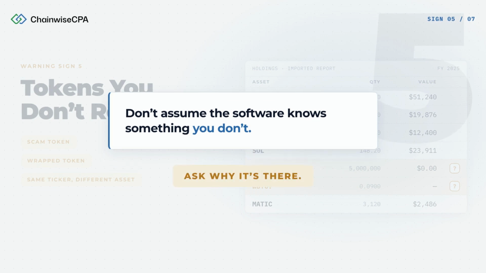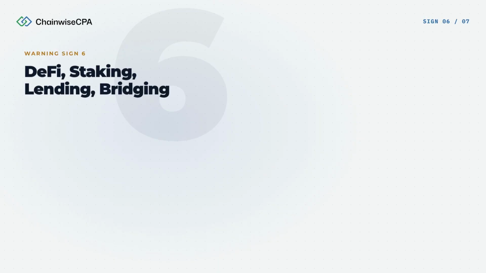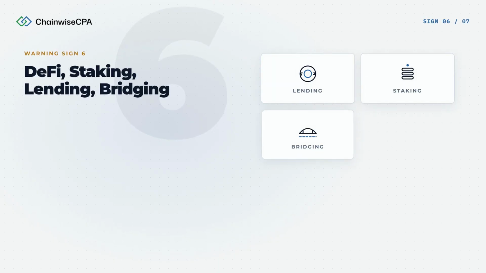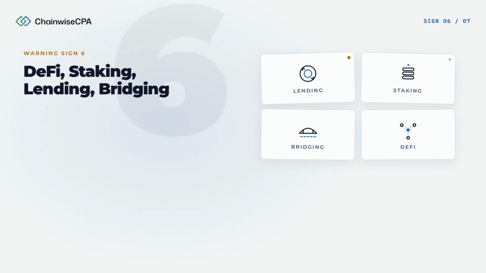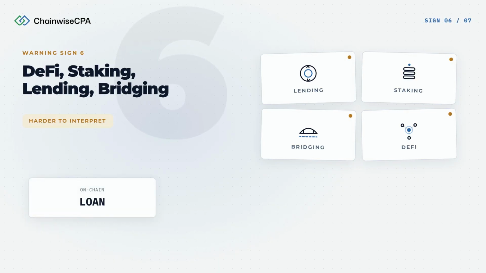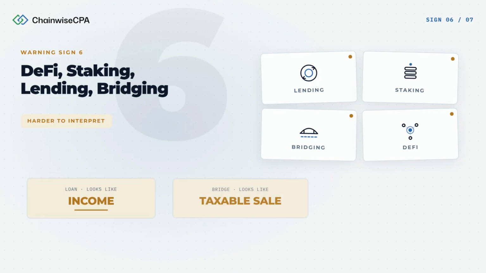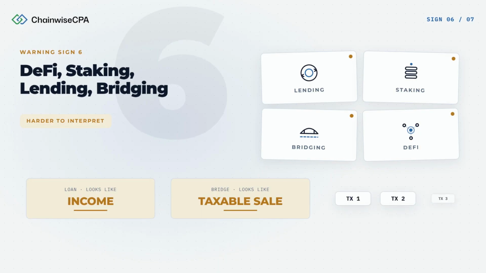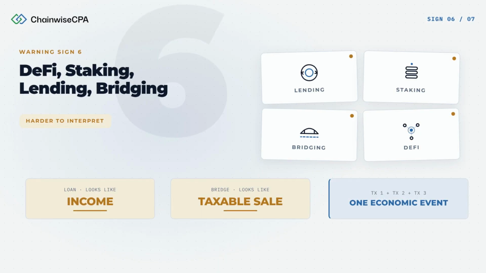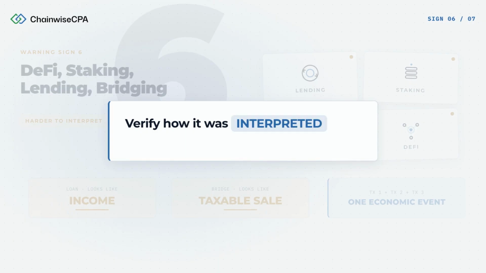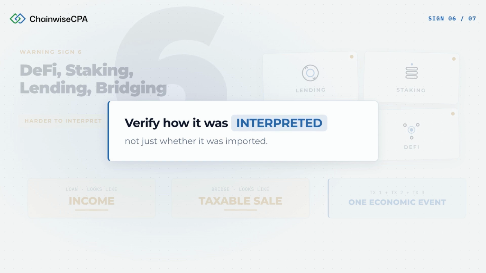Ask why it's there. If you actively use DeFi, staking, lending, or bridging, spend a little more time reviewing your report. These transactions are harder to interpret than a simple buy or sell. A loan can look like income, a bridge can look like a taxable sale, and several blockchain transactions may really represent one economic event. The more complex your activity is, the more important it becomes to verify how it was interpreted, not just whether it was imported.